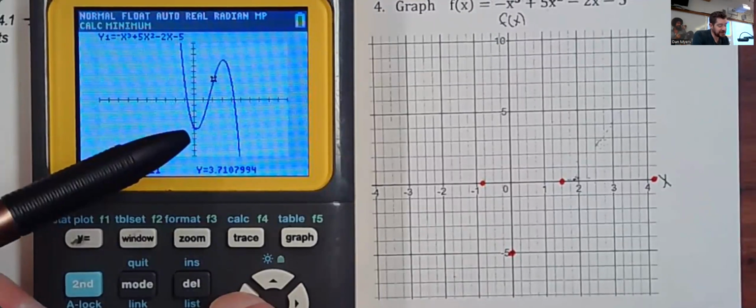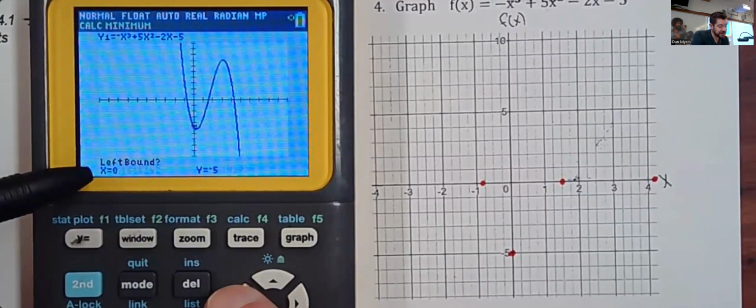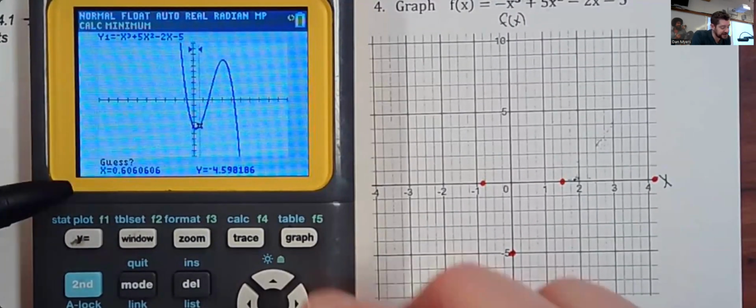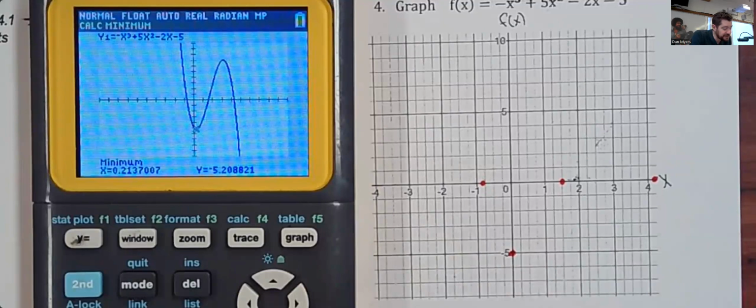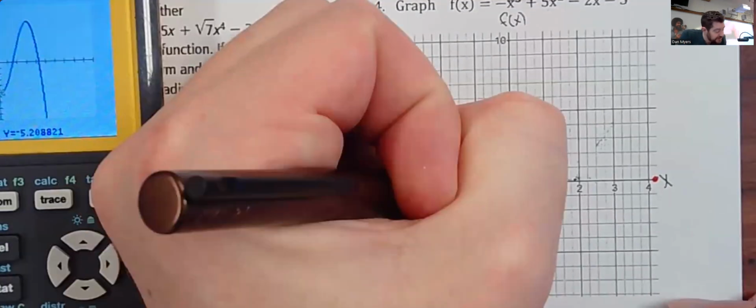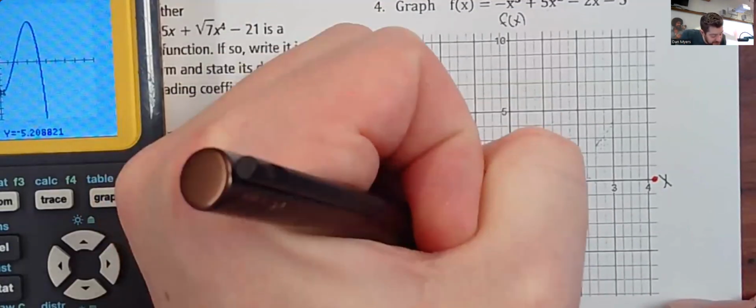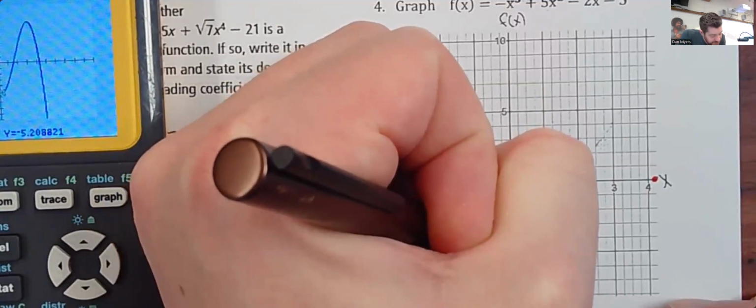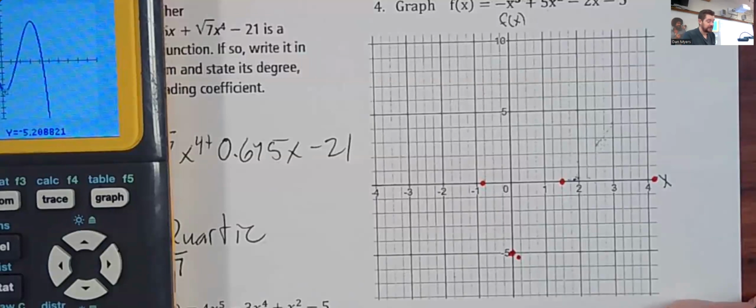I'm going to go to the left of that minimum for the left bound. Hit enter. Go to the right of the minimum for the right bound. Hit enter. It'll guess. And then you say, yeah, that's fine. So x is at 0.21. Y is at negative 5.2. So almost to a quarter. And then down just below, about right there. Just below the y-intercept. So you got a point right about there. That's a local minimum.